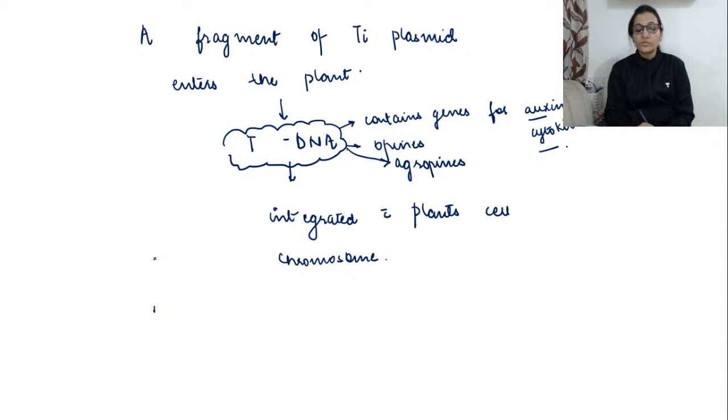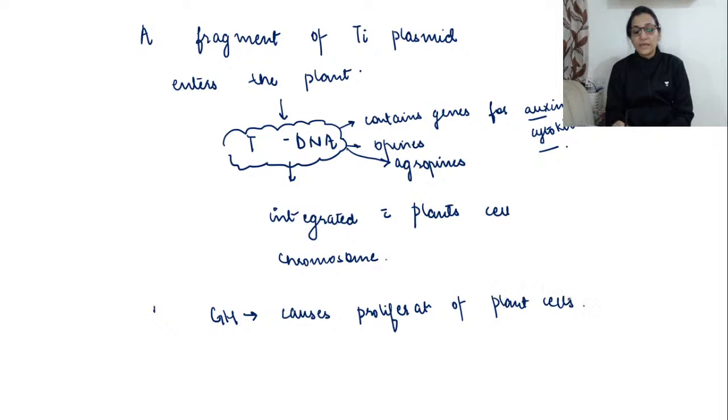So the growth hormones act on the plant cells. The role of growth hormone is to cause the plant cells to proliferate and to form the gall. So growth hormone causes proliferation of plant cells and causes gall.